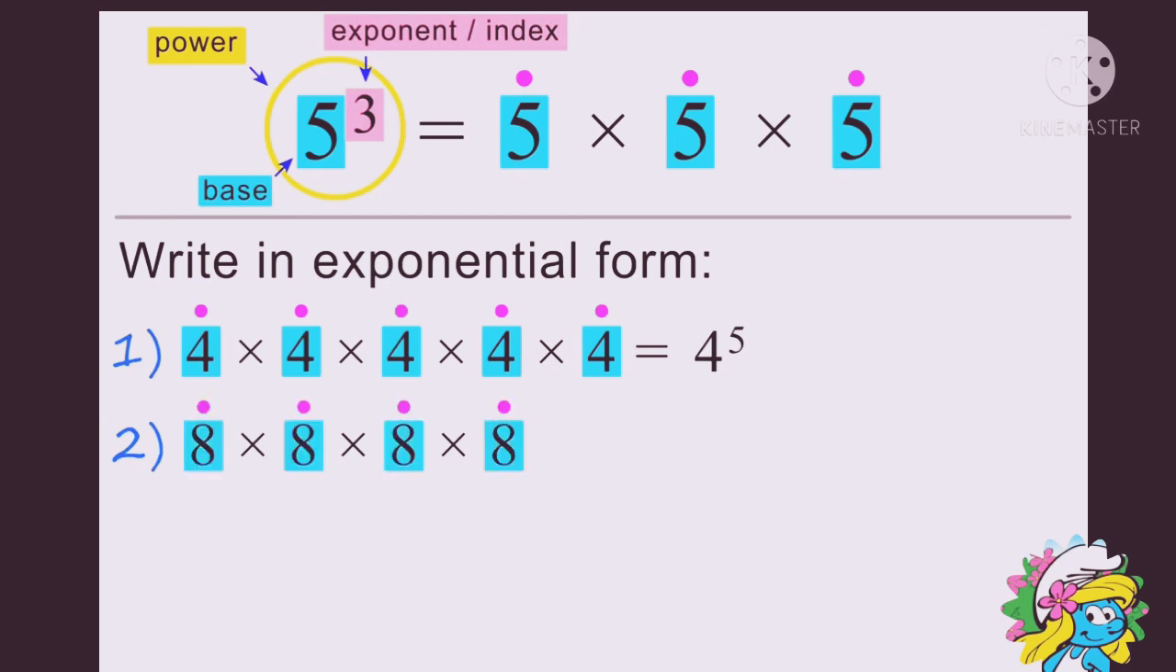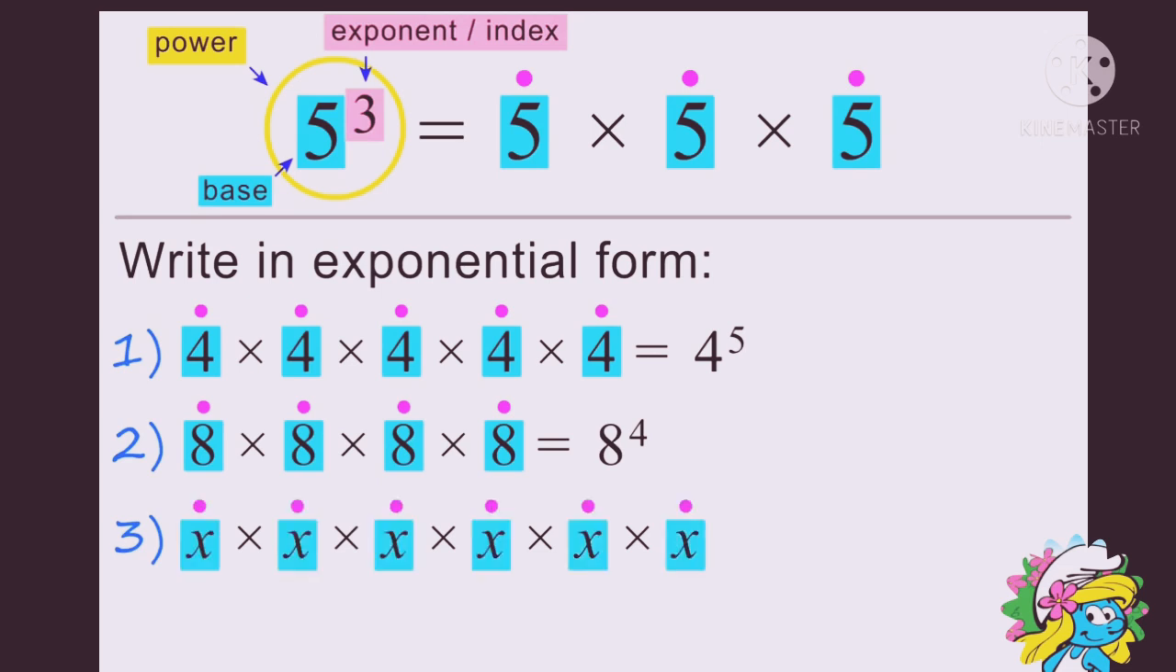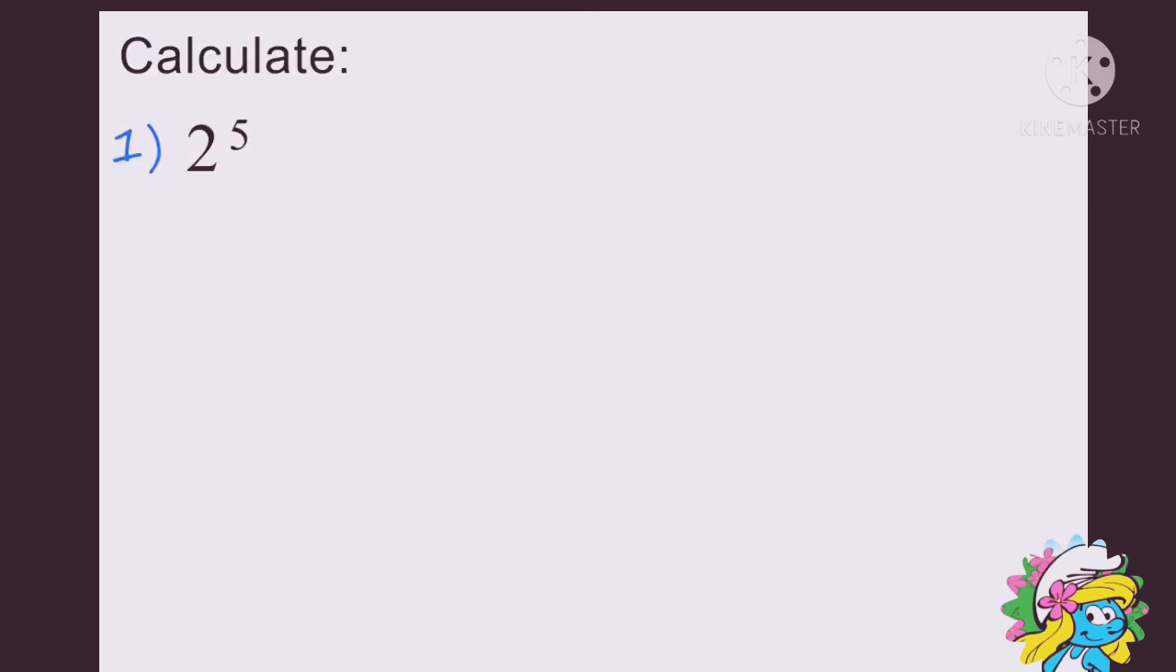Here 8 is being multiplied by itself 4 times. So the base is 8 and the exponent is 4. How did you do? Here is the next example. Please pause and try it on your own first. Here x is being multiplied by itself 6 times. So the exponential form is x to the power of 6. How did you do? You can also be asked to calculate a power.